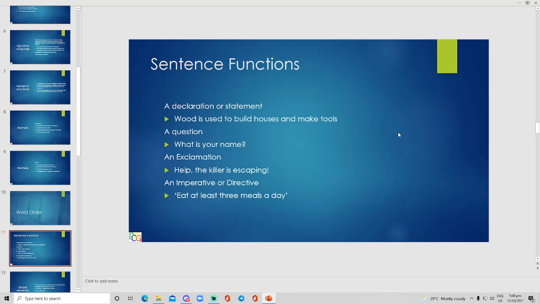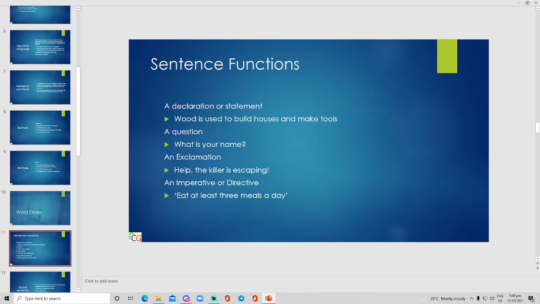Whenever the function of this sentence is to show the reader that there's urgency in what the character in the story or what have you is experiencing or saying. So I really should put more energy into it. Help! The killer is escaping. So usually when you read it, that's the way the writer wants you to read it in your head to get the full emotion of it or what have you.